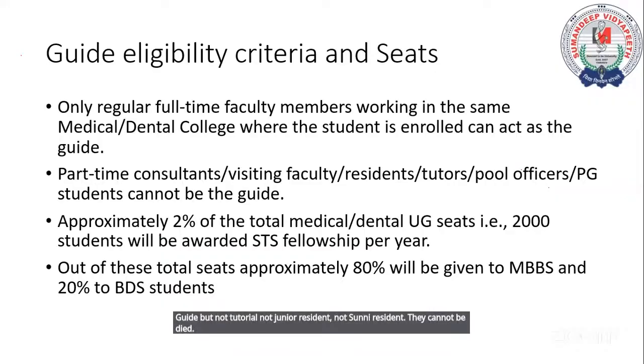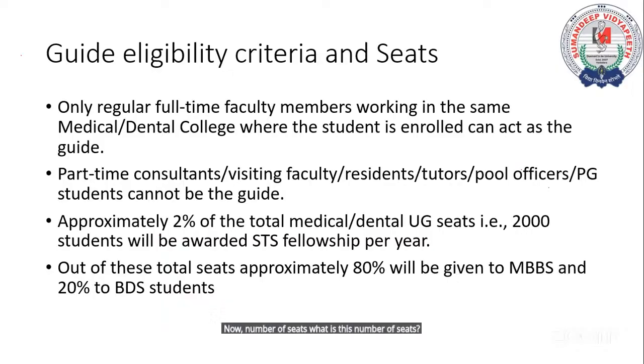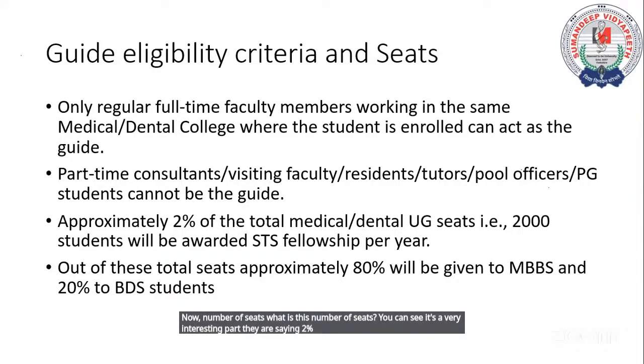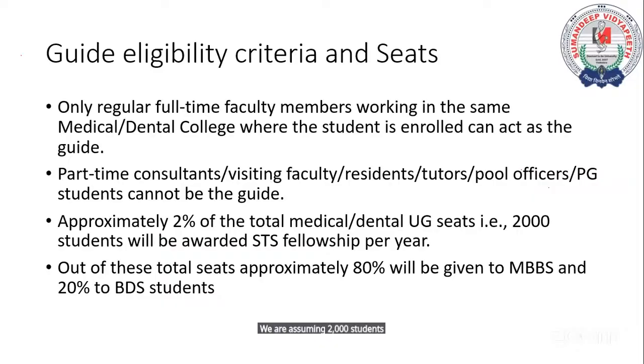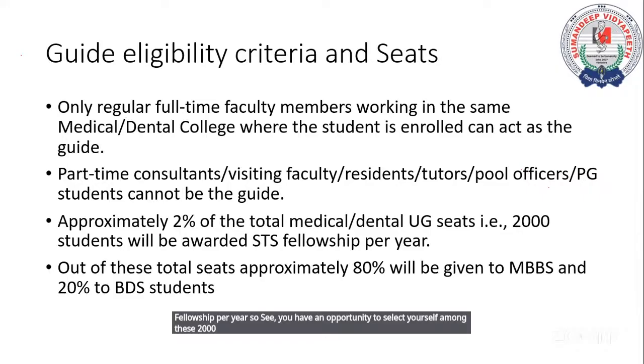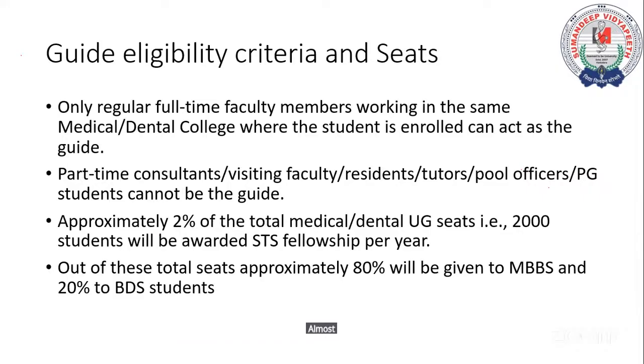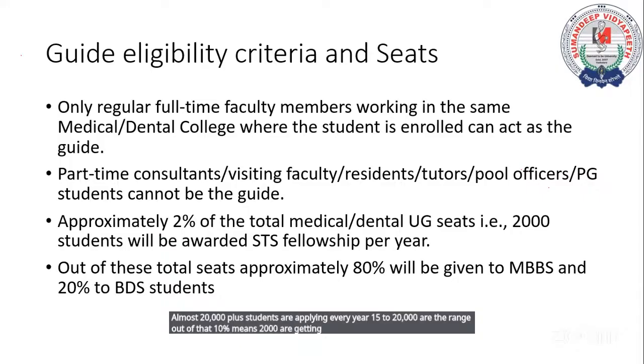Now, number of seats. What is this number of seats? You can see it's a very interesting part. They are saying 2% of total medical and dental UG seats. They are assuming 2,000 students will be awarded the STS fellowship per year. So you have an opportunity to select yourself among these 2,000. You have to fight for this 2,000. Almost 20,000 plus students apply every year, in the range of 15 to 20,000. Out of that, 10%, meaning 2,000, are getting it. So you can try for this 2,000.